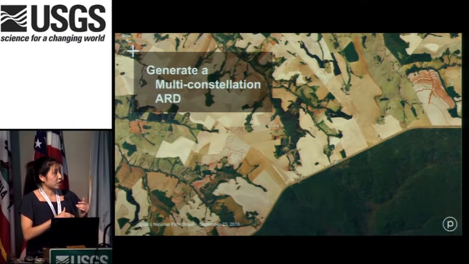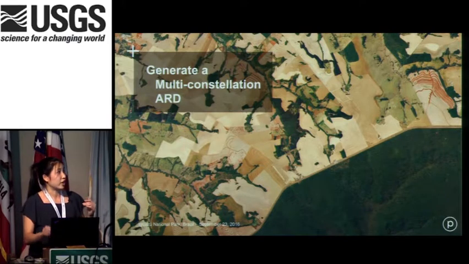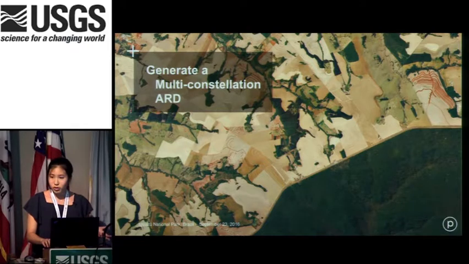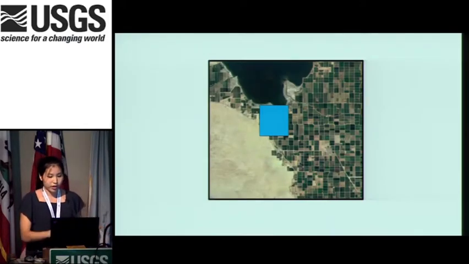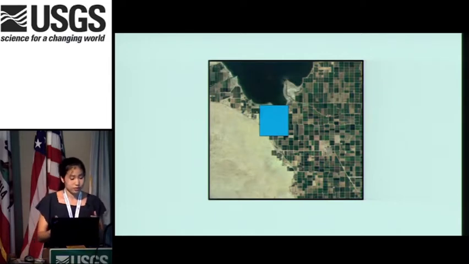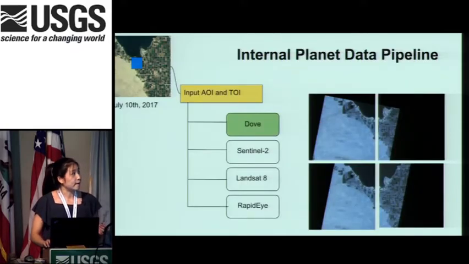So to backtrack, going back to part 1 for generating a multi-constellation ARD internally at Planet, I'm going to talk about that for a little bit. Here we have an AOI of about 25 square kilometers within Imperial Valley, California, which is a mostly homogeneous AOI made up of desert irrigated agricultural parcels.